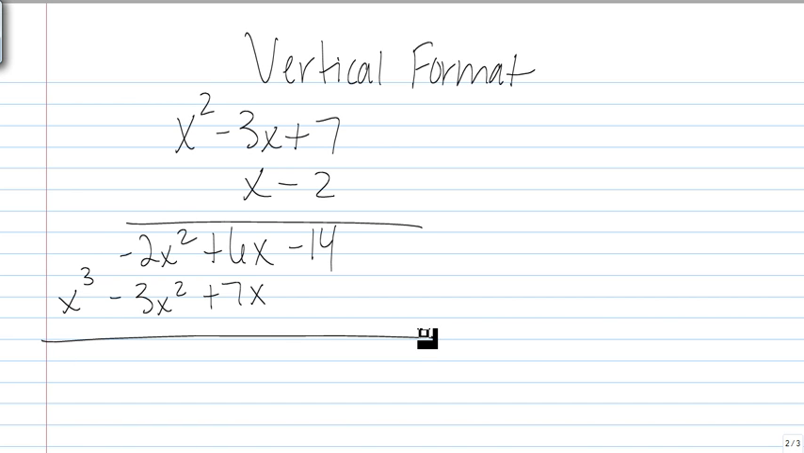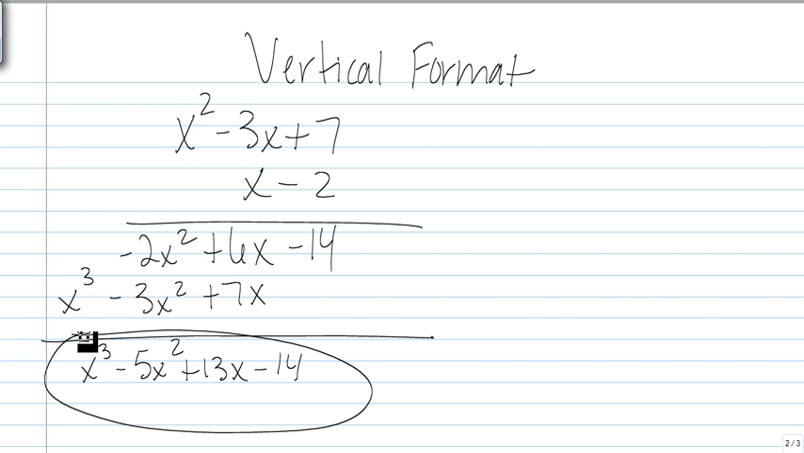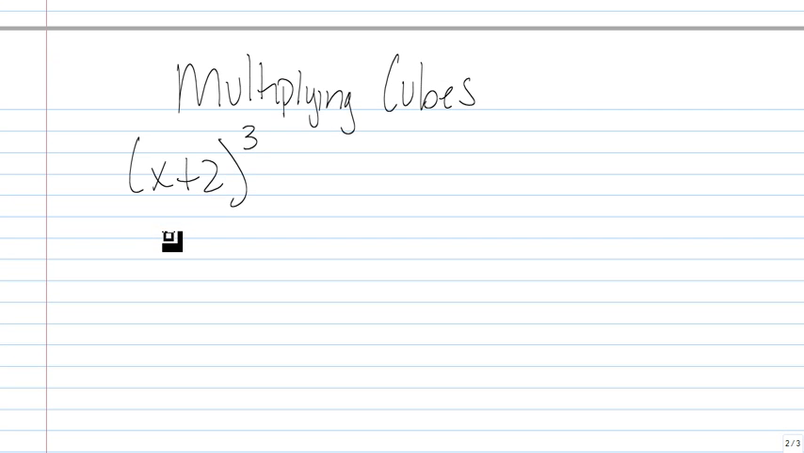Now we can go ahead and combine our like terms. So we have x to the third, negative 5x squared, 6 plus 7 is a positive 13x, and then bring down my negative 14. This is the vertical format method. Now last but not least, what I want to show you is how you multiply cubes.